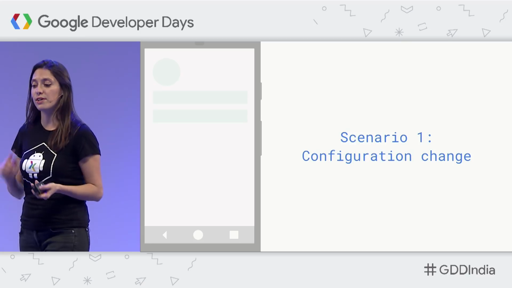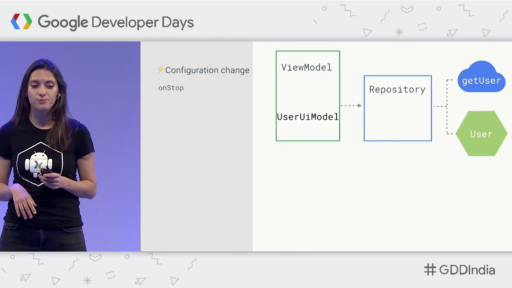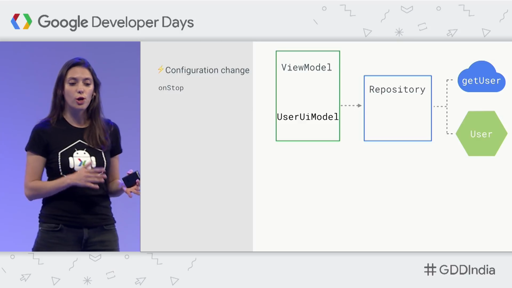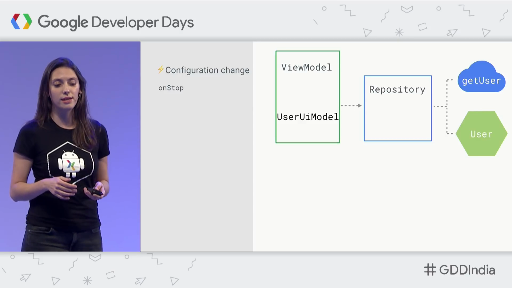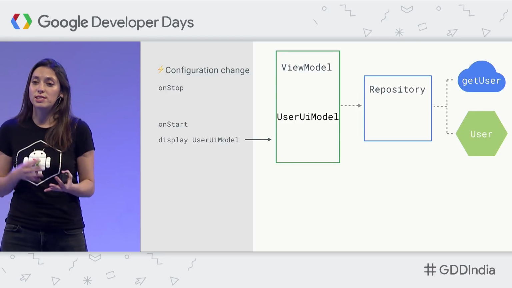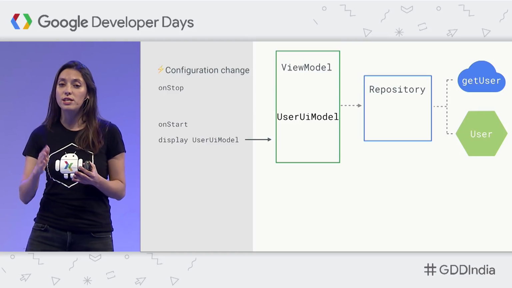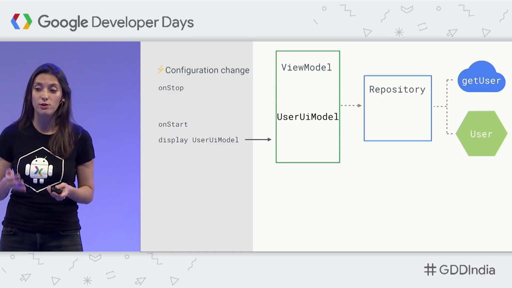The first one is configuration change. So let's see what happens. In configuration change, the onStop method is being called, and then onStart is being called. So here in onStart, we would just display the user UI model from the ViewModel. We don't need to do any calls to the repository or to the network.